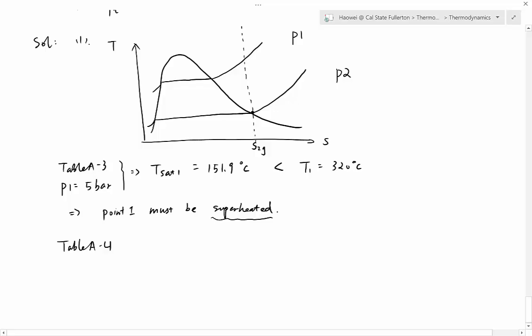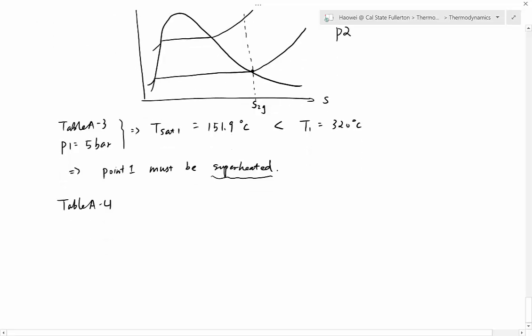When you go to table A4, you have to have two inputs. One of them has to be pressure. So we actually know P1, which is 5 bar. The second input we have is temperature, T1, 320 Celsius. And from table A4, you can easily find S1.